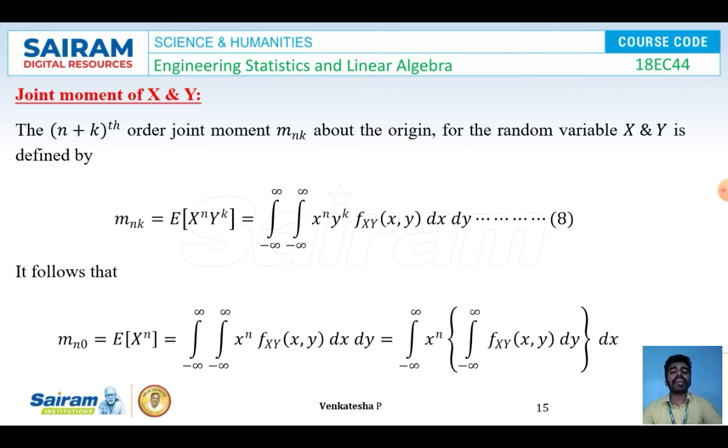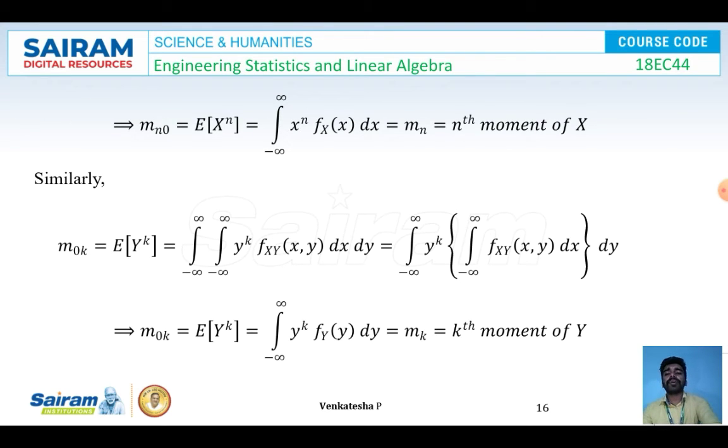So now I get m_n0 equal to the expectation of x^n, which is equal to the integration from minus infinity to plus infinity of x^n f_X(x) dx, which is the nth moment of the random variable x.